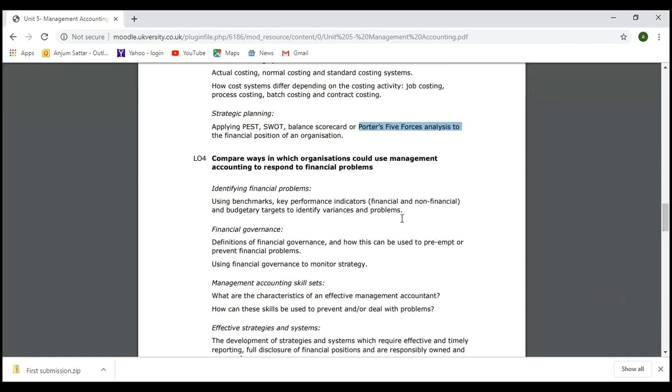LO4: compare ways in which an organization could use management accounting to respond to financial problems. If we have a financial problem, what can management accounting do?